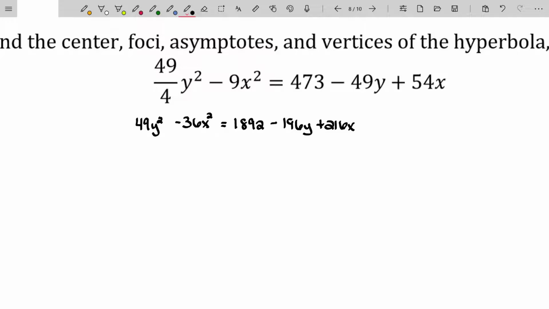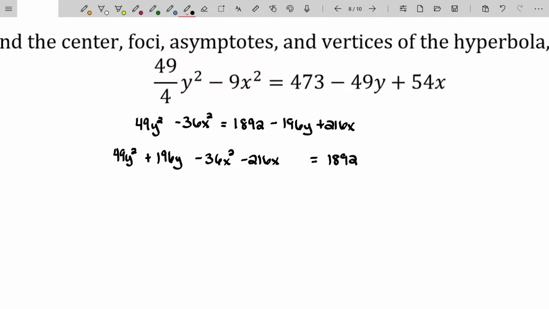Now you're going to move all the terms with x's and y's to one side, just like the proof of the equation for a hyperbola. You're going to move all variable terms to one side and keep all constant terms by themselves on the right-hand side. So I can actually just write that down right now without pausing the video. So that's 49y squared plus 196y, and then you have minus 36x squared minus 216x, and that is equal to 1892.